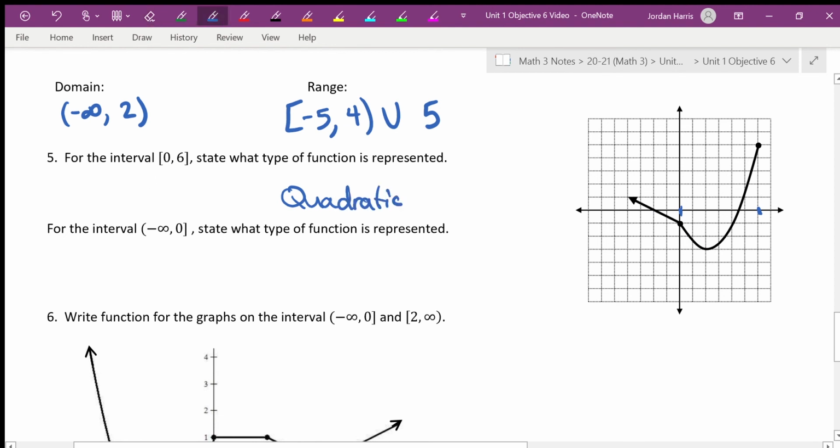Probably shouldn't have written that there. Sorry if you wrote that in, but this is a domain interval, x. Okay? This is also a domain interval. So for the interval from negative infinity to 0, so that's all the way over here to here, what kind of a function is that? Looks linear to me. Straight line.